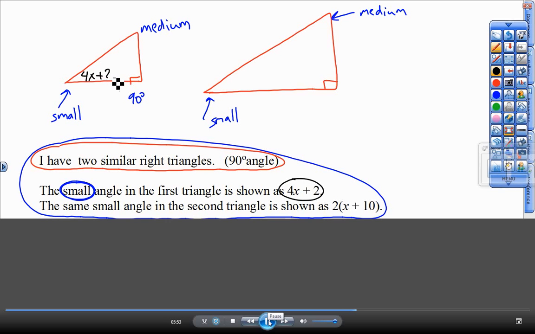So I'm showing the small angle in that first triangle as 4x plus 2. The same small angle right here, the same spot in the other triangle, is shown as 2 times (x plus 10). And then again, now we want you to start thinking about what kind of questions I'm going to be asking here if I give you that stuff. So it looks like I'm going to be asking you for x, solve for x.